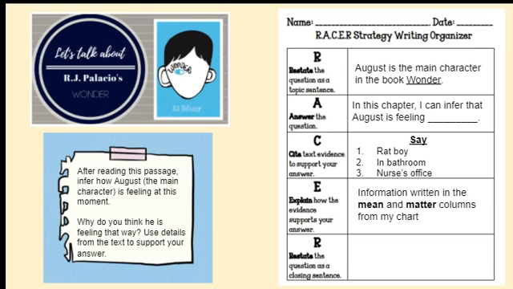Now, every writing needs to start off with a good topic sentence. Our topic sentence was August is the main character in the book Wonder. A good writing needs to also end with a closing sentence. I don't want to say the same sentence again. August is the main character in the book Wonder. That's going to sound boring. So what I want to do is I want to restate that. So I'm going to go back and say something again about August, just to kind of close and wrap up the whole writing. A good way to wrap it up is to maybe put in a connection.